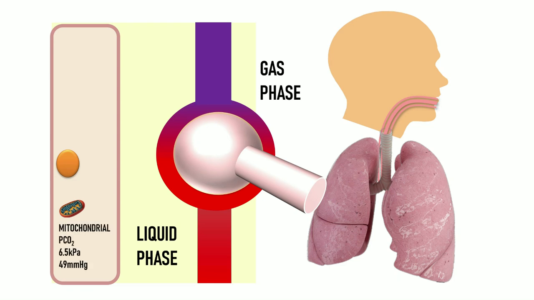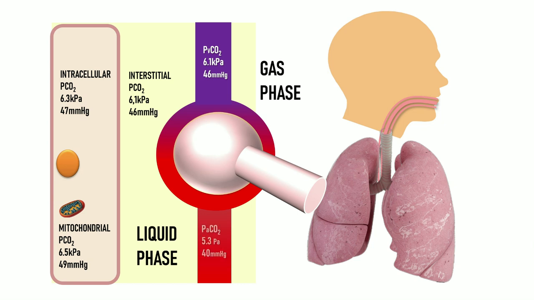The mitochondrial PCO2 is 6.5 kilopascals or 49 millimeters of mercury. The intracellular PCO2 is 6.3 kilopascals or 47 millimeters of mercury. The interstitial and venous CO2 are more or less the same at 6.1 kilopascals or 46 millimeters of mercury. The arterial CO2 is 5.3 kilopascals or 40 millimeters of mercury.